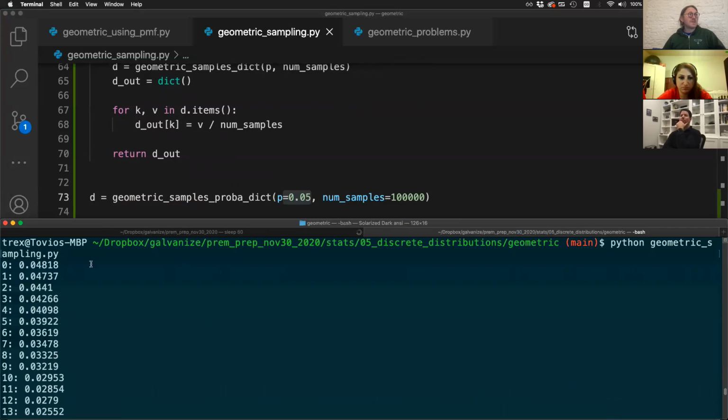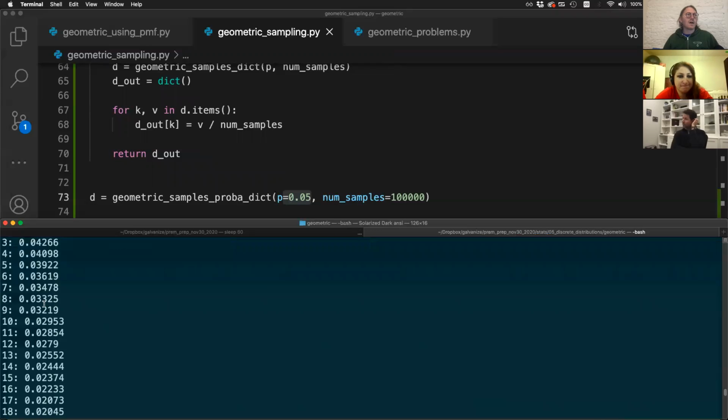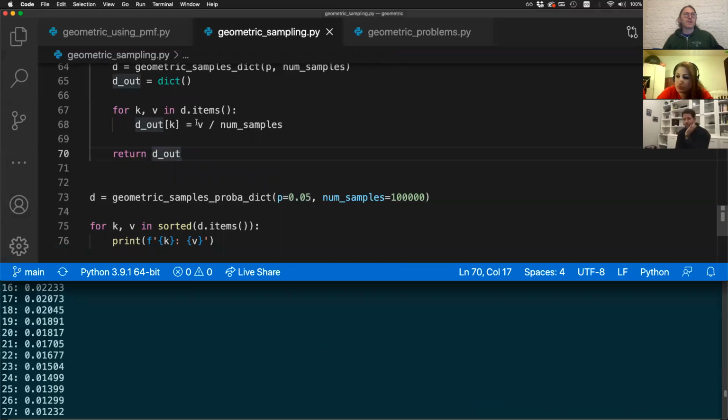But if we observe this phenomenon enough, if we do multiple trials of these samples, then we might be able to describe the phenomenon in terms of the probability of a certain number of failures before the first success. And all we had to do here is divide the count by the total number, right? That's how we're getting the probability in this case.